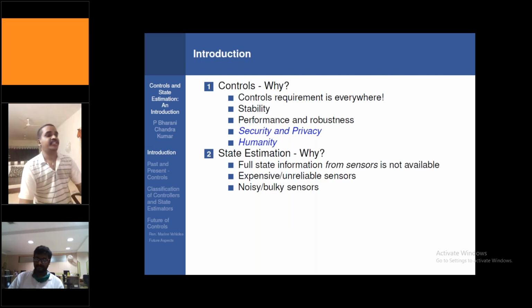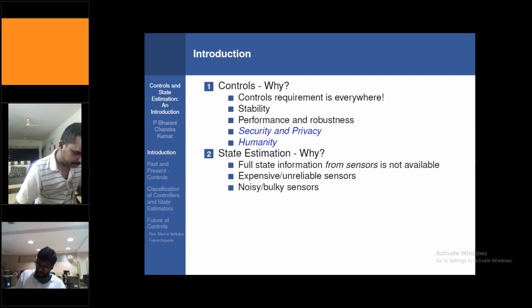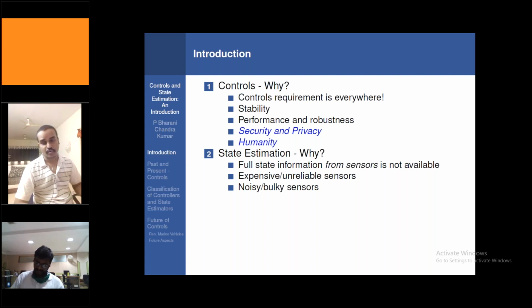And the next thing is state estimation. People might have heard of observers, estimators, and so on. They are all one and the same. So why does one need state estimation? The first answer is to reduce the total number of sensors. Suppose for your control application, if it is a very complex application, you need 50 sensors. Can I reduce the 50 sensors to 20 sensors? If the answer is yes, then how?